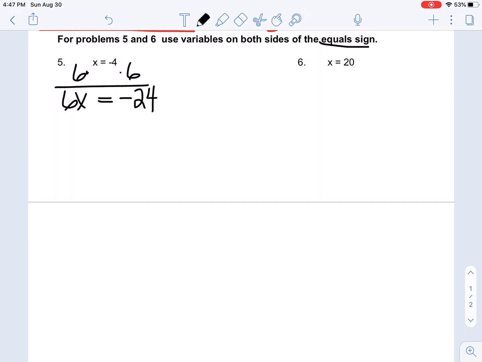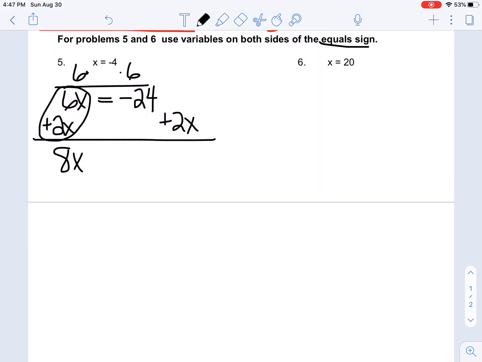Since I need variables on both sides, the next thing I'm going to do is add an x to both sides of the equation. But instead of just adding 1x, I'm going to do 2x. You can add any number of x's, it doesn't matter, or subtract. To keep it simple, I'm going to add 2x. Now, 2x and 6x on this side are like terms. They're both variable terms, so I can add those together. That's going to equal 8x. And then the -24 and the 2x are not like terms, so I cannot add those together. I'm going to leave it -24 plus 2x.